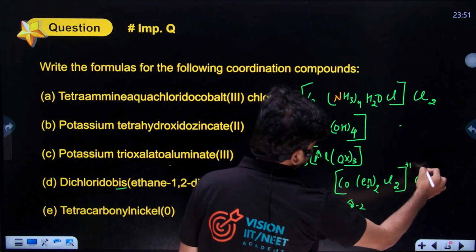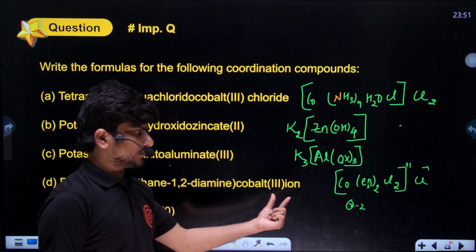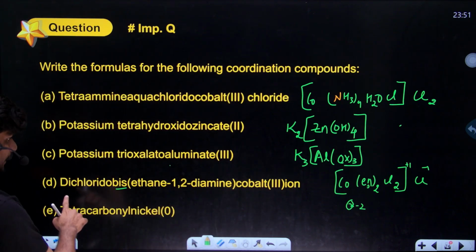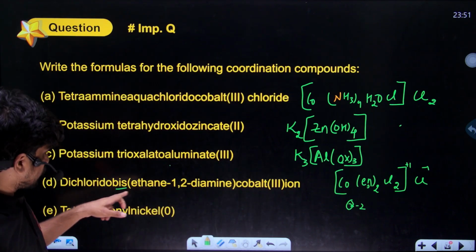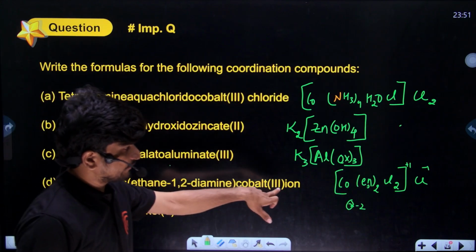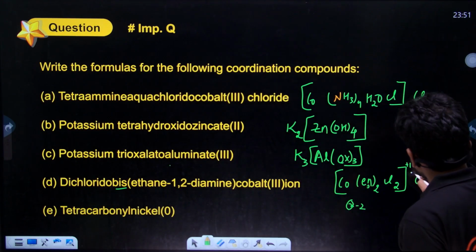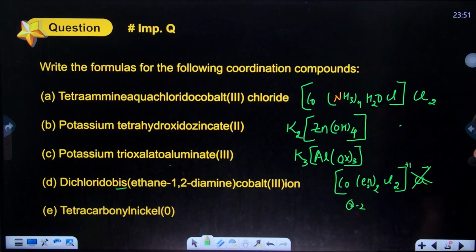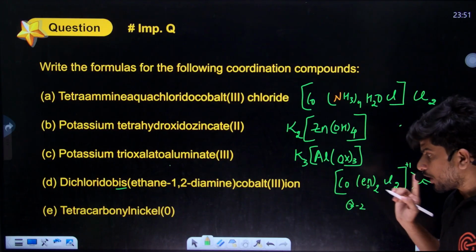If this is a positive charge, this is a negative charge. So overall it is cobalt dichlorido. Here nowhere chlorine is mentioned, it is given as an ion, so that is why you won't be writing this chlorine here. It is just a positive charge which is present outside.